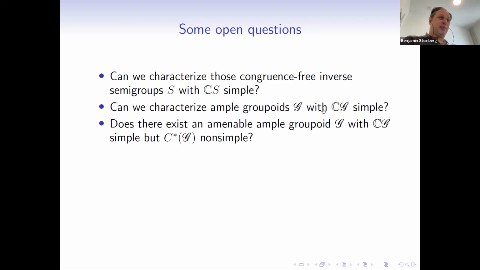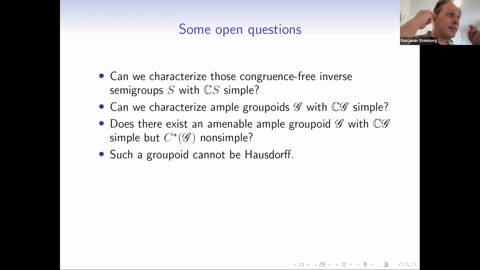Does there exist an amenable ample groupoid whose complex algebra is simple, but the C-star algebra is non-simple? You need the complex algebra to be simple for the C-star algebra to have a chance, but we don't know about the converse as far as I know. Which obviously your groupoid should not be Hausdorff. Sorry? Which groupoid C-star algebra is that? Well, I made it amenable so that it doesn't matter.